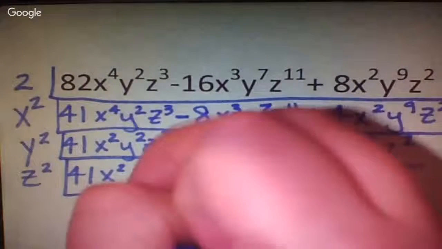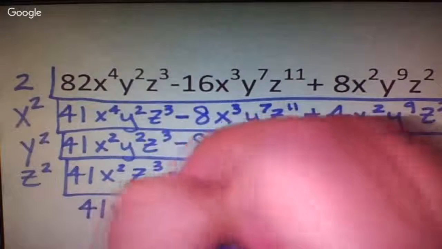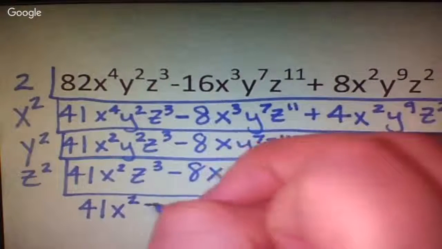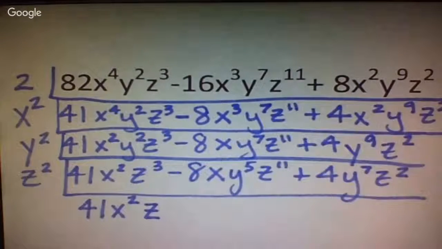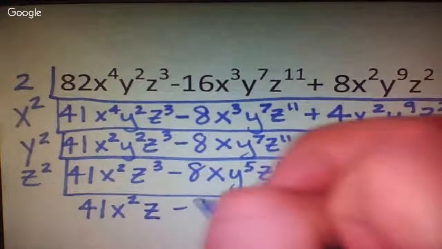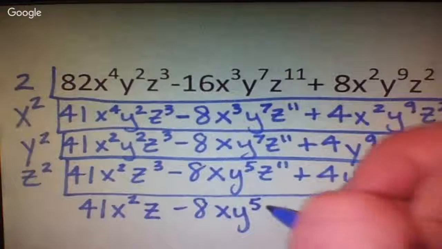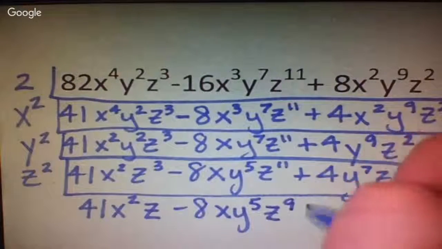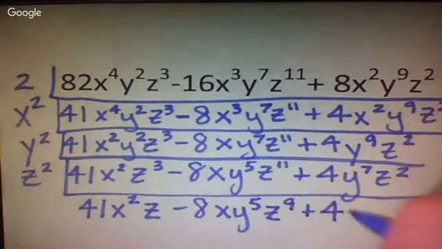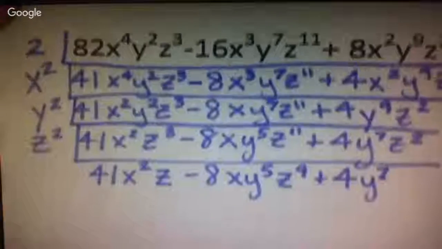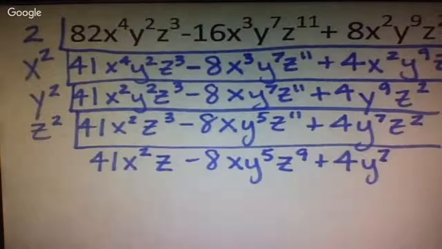So that leaves me finally with 41x to the second. How many Z's are left? 1, because I started with 3. Minus 8x, y to the fifth. How many Z's are left? 9. Plus 4, y to the seventh. And that's it. There's no more Z's left. We took them all away.